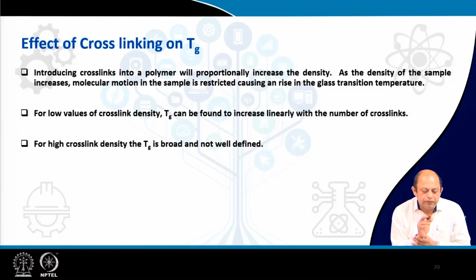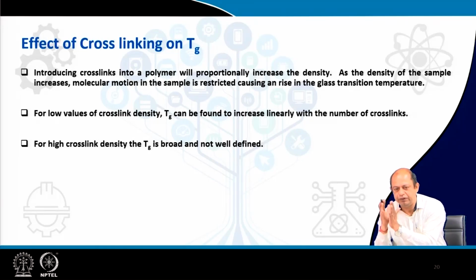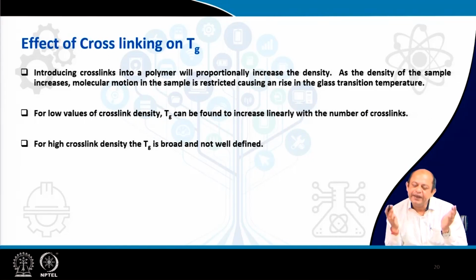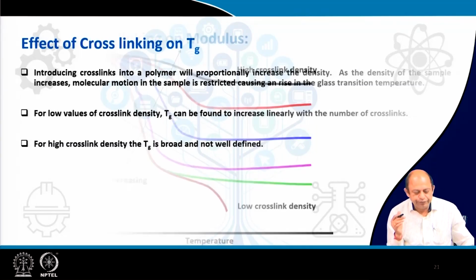Crosslink density, of course: if you increase the crosslink density, you are trying to restrict the movements. So, as a matter of fact, more and more crosslinks will try to increase the Tg. Tg shifts to a higher temperature at a given heating rate. But many times, when you make a highly crosslinked polymer, you get a very broad Tg. That is what always happens.